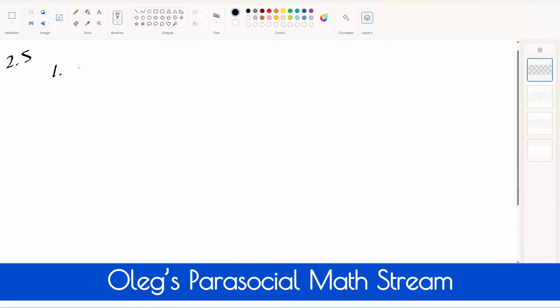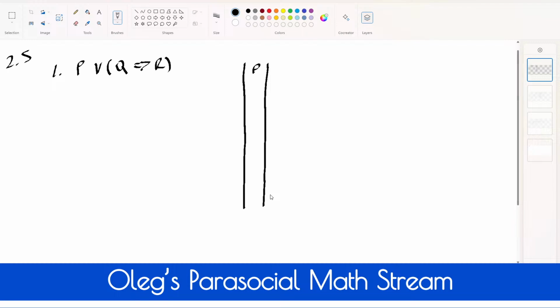Okay, write a truth table for the logical statement P or Q implies R. All right, so there's going to be 8 rows. This is good practice. So what do we need here real quick? We're going to need P, Q, and R. Move this back so I have more room to work with, basically.